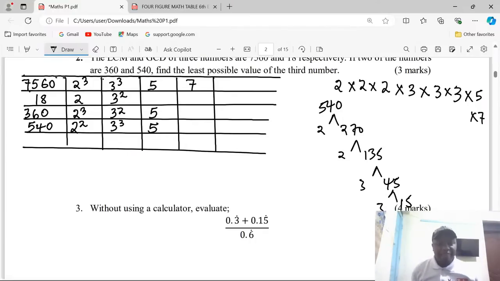Let us now start looking for the other possible number, such that the LCM and the GCD are going to align with the ones provided.